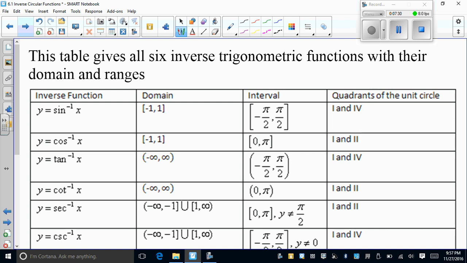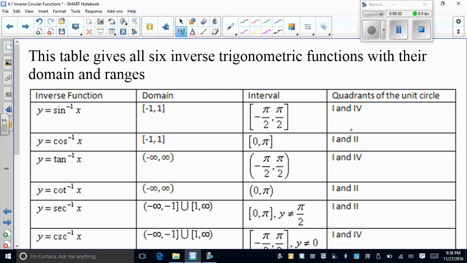Okay, now this table is, if they don't give you a specific area, if they don't say within this interval, then this is what they're looking at. So all of your sine values will have a domain between -1 and 1, and that's the interval you grab things from. Quadrants from the unit circle, you're looking at 1 and 4. Cosine, again, -1 to 1, 0 to pi, you're looking at quadrants 1 and 2. That's going to give you all the positive and negatives.